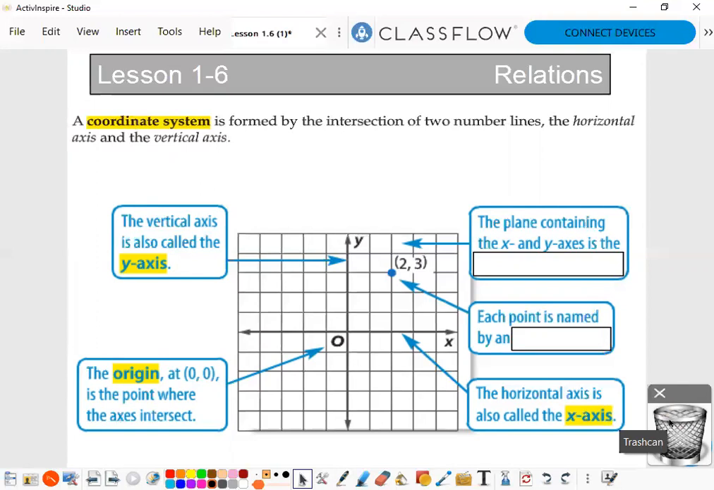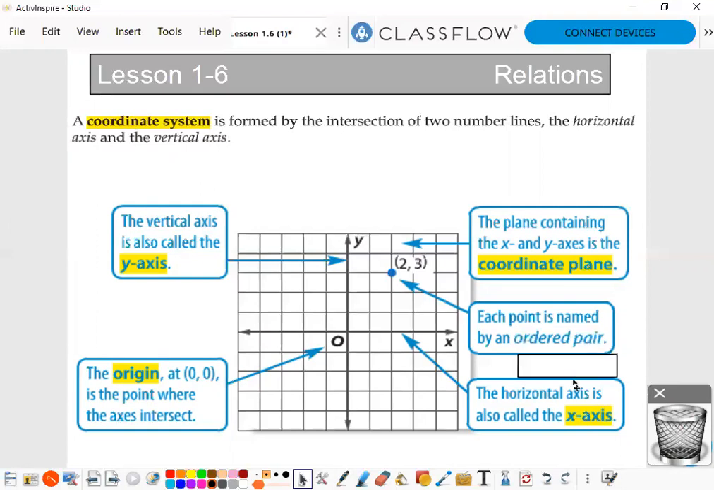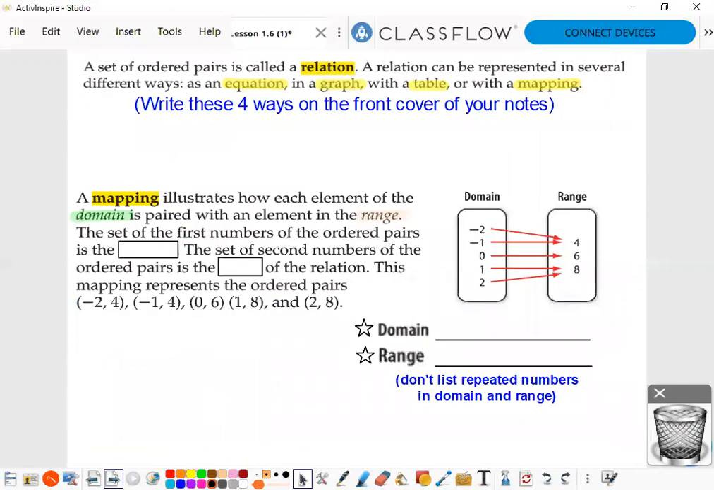The plane containing the x and y axes is the coordinate plane. So that's the whole picture you're seeing. You'd probably just say the graph, right? Just the empty graph is called the coordinate plane. And then each point is named by an ordered pair. So like the one they have on here, 2, 3, we call that an ordered pair. Okay? Just a way to plot a point there or look at a point.